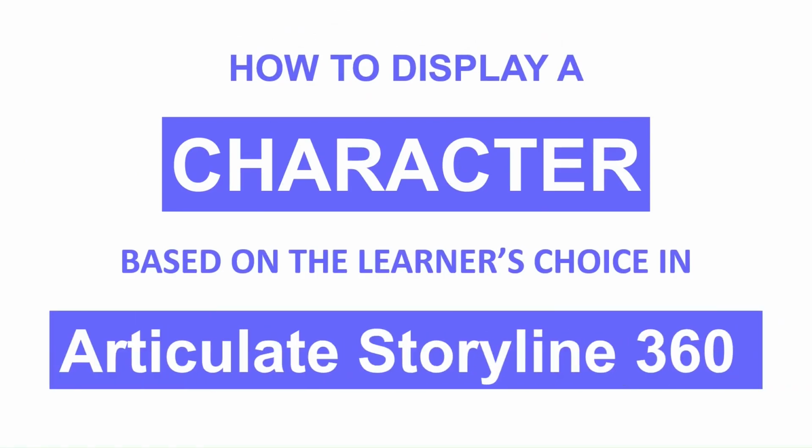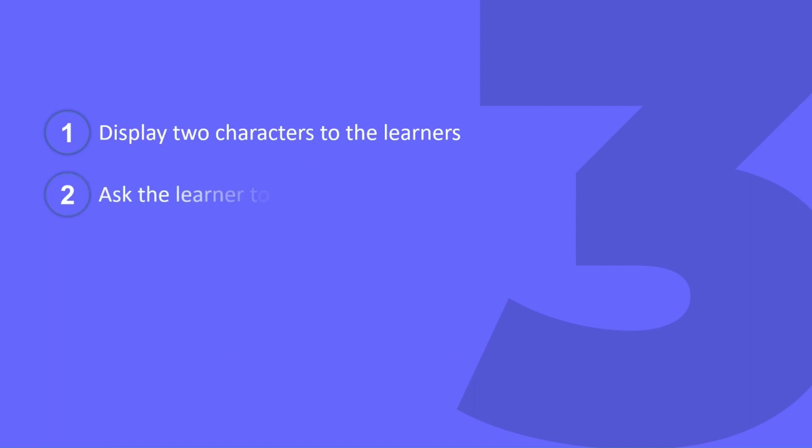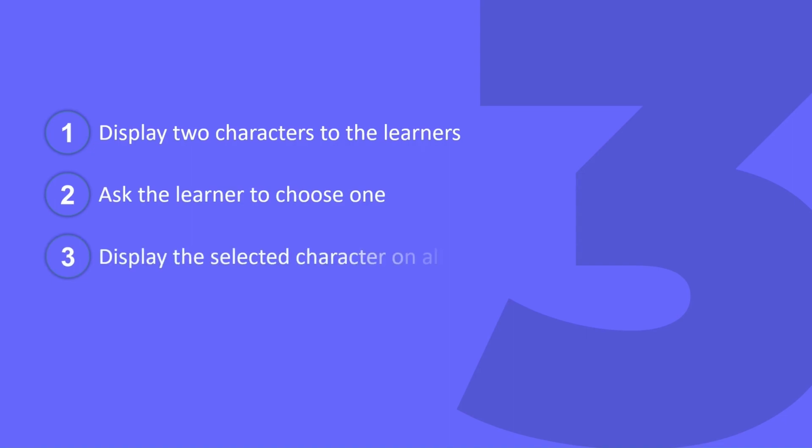Hi there! In this video, you will learn to display a character based on the learner's choice. We will do 3 things. At first, we will display 2 characters to the learners on the screen. And then we will ask the learner to choose one of the 2 characters. Once the learner selects a character, we will display the selected character on all the slides of the course.